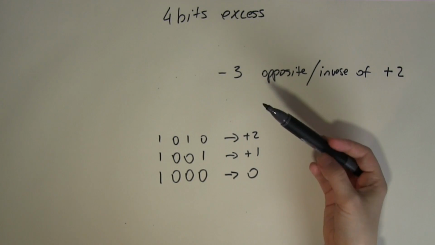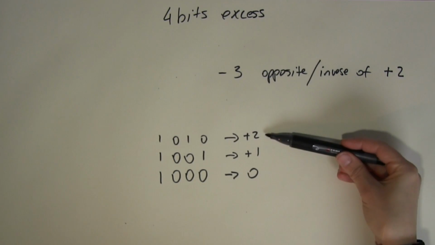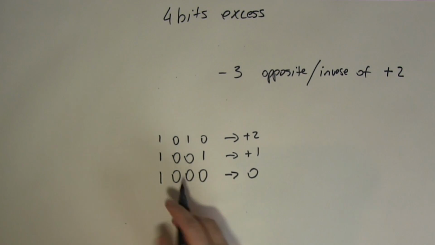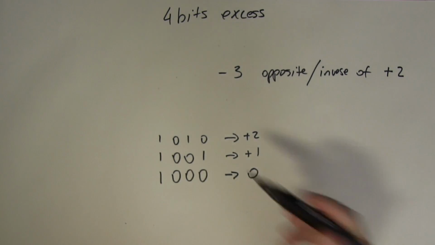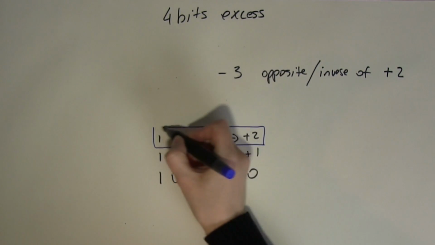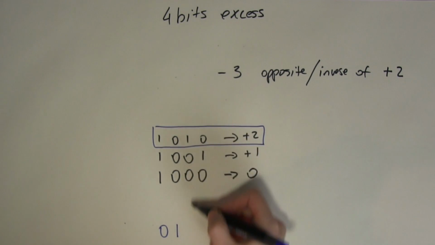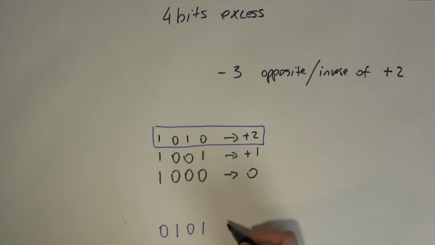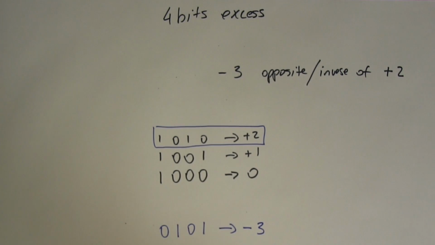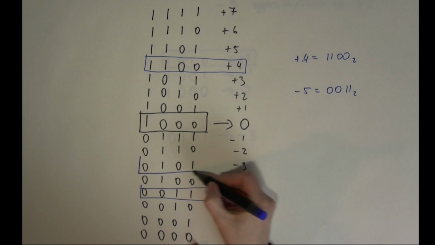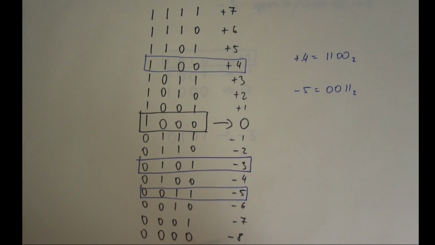Now, to be able to use this method, you will have to be quite familiar with counting up in binary. Now, I found +2, so -3 will be the opposite of it. So -3 will be, I just need to invert all of these digits. So let's pick out these digits and invert them. 1 becomes 0, 0 becomes 1, 1 becomes 0, 0 becomes 1. And this is equal to -3. Let's double check ourselves. And yes, this is -3.